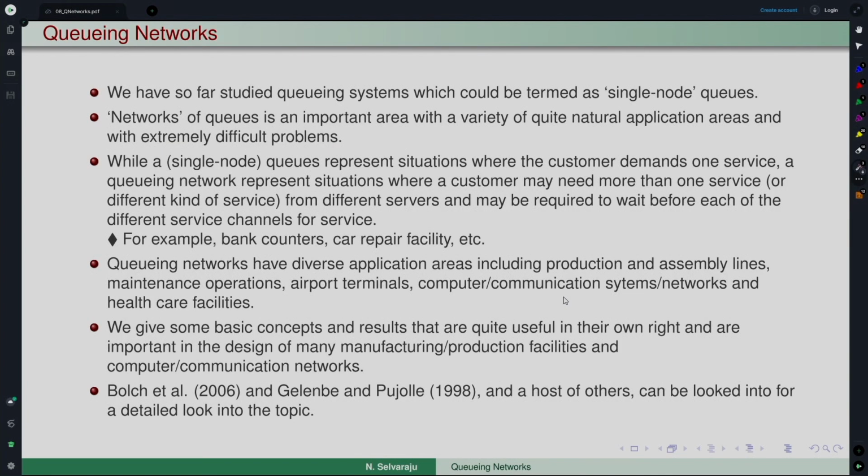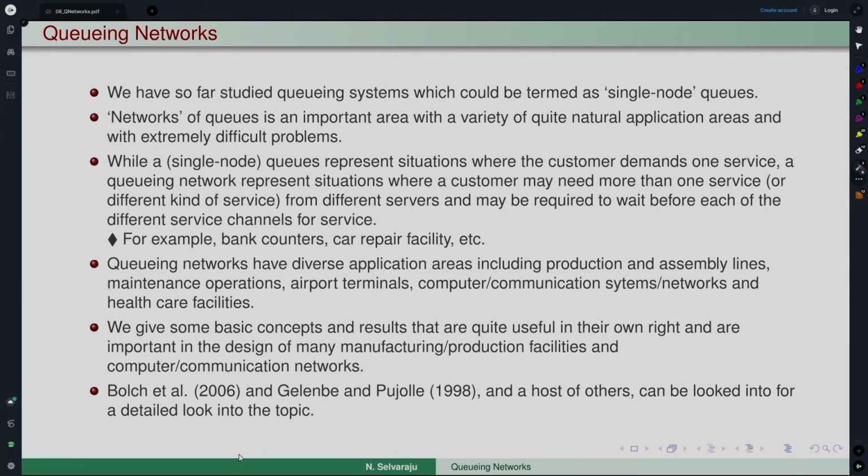It will exhibit these ideas here, and again this itself is important in the design of many manufacturing or production facilities or computer communication networks. Of course, we may not go deep, except at the top layer level. There are many good books available if you want a deeper understanding of this, for example Gelenbe and Pujolle, and a host of others. Kelly's book is freely available, which is a very classical one, and then Walrand and many other books, right. They can be looked into for a detailed look at this topic.